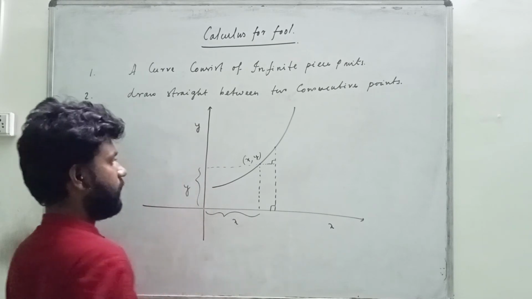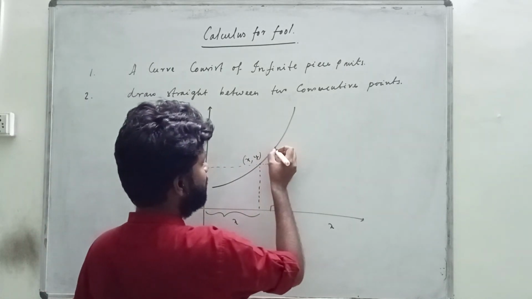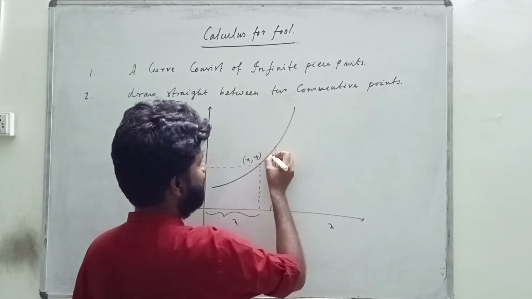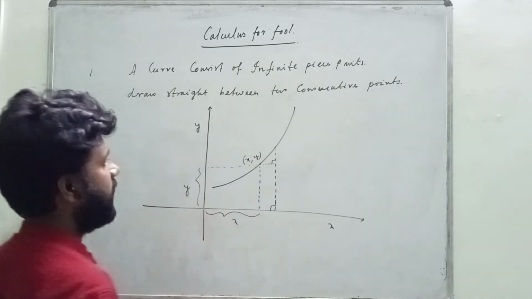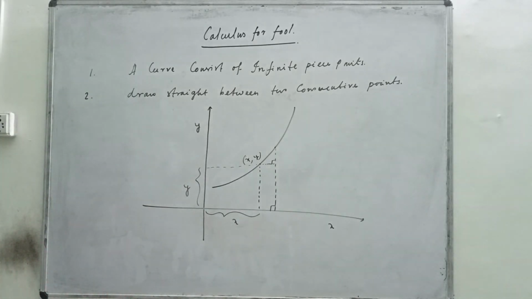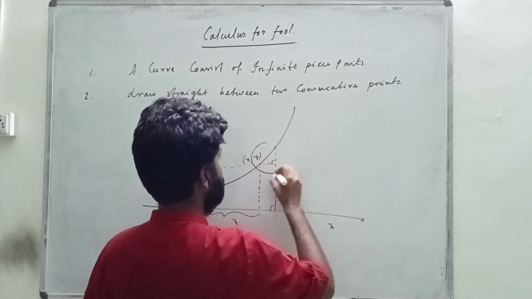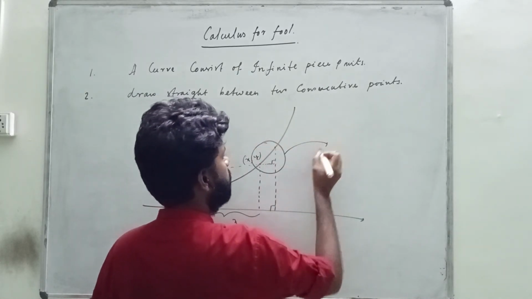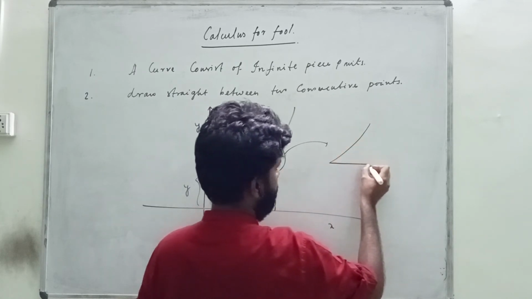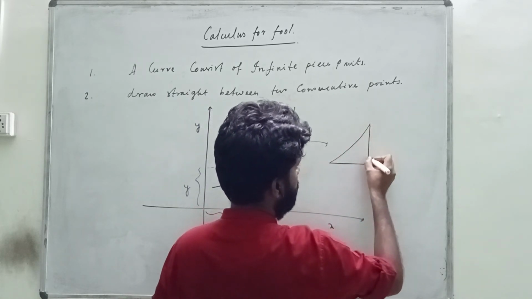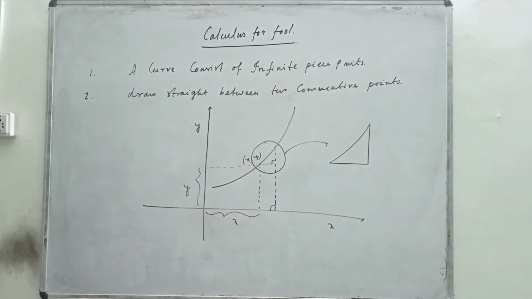But the problem is that it is not a straight line, right? It is a curvy line. So it is actually not a triangle. If you zoom in, you will get this type of diagram, but it is not a triangle. So what will you do?